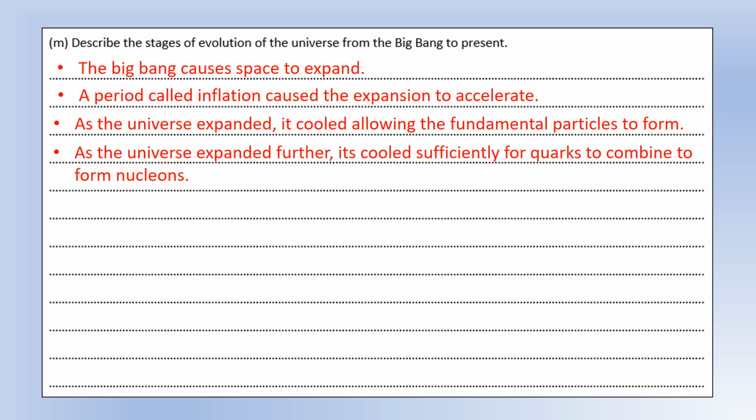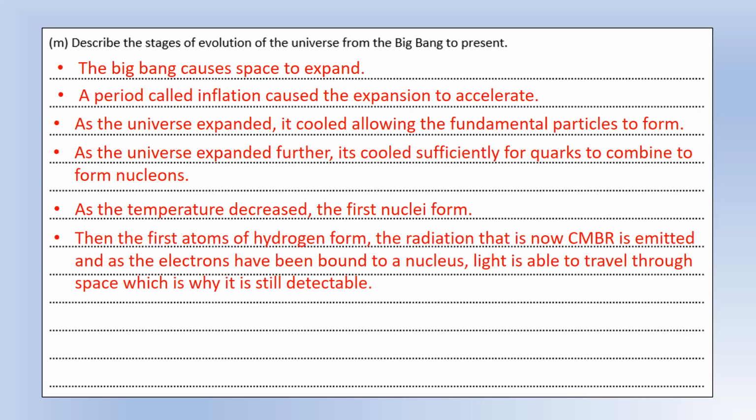The universe continues to expand and continues to cool, and quarks start to combine to form nucleons like protons, neutrons, etc. That's what comes next. Following that, we start to get nuclei forming, so the protons and neutrons combine to form nuclei, but we still have free electrons everywhere, so light still can't pass through space. And then what happens next is the first atoms of hydrogen form. So the first actual atoms form, and the radiation they produce is still around today, called CMBR.